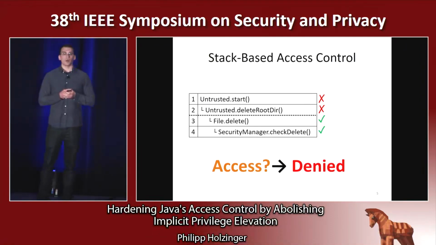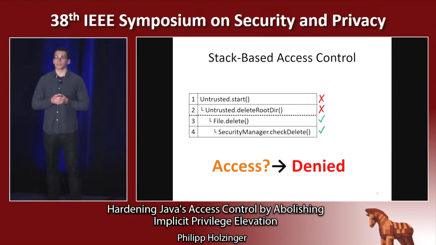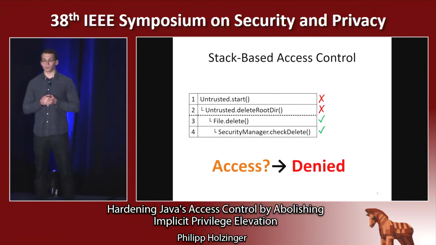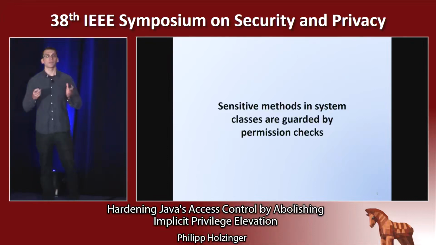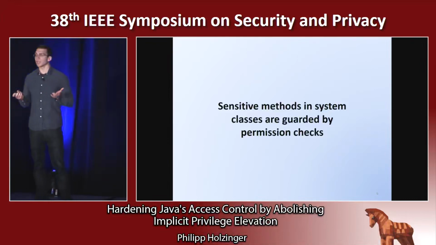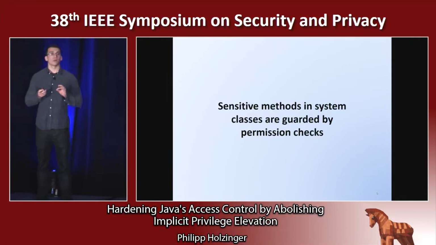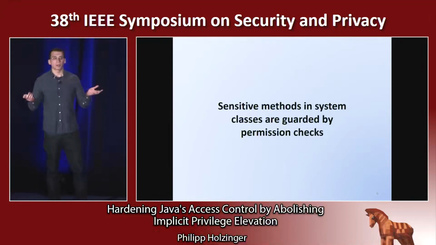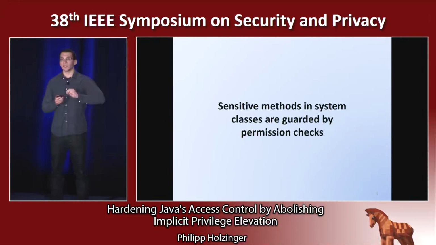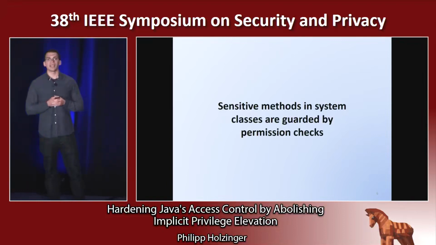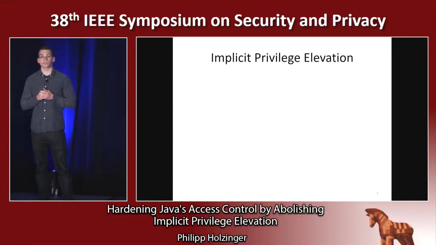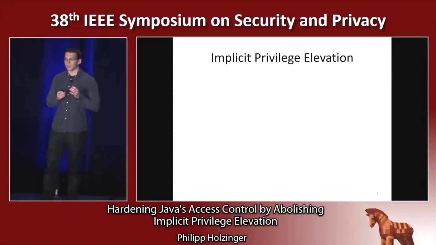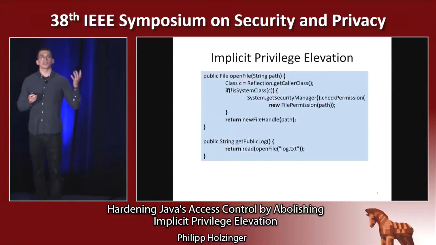So this is basically how access control in Java works. And what we keep in mind now is that sensitive methods in system classes are guarded by permission checks. Now, until this point, this is very well known, and this is how the security model is supposed to work. What we find in our study is, however, that there is a deviation from this model, which is basically implicit privilege elevation. Consider, for instance, this hypothetical example here.